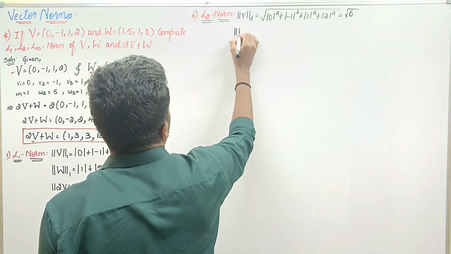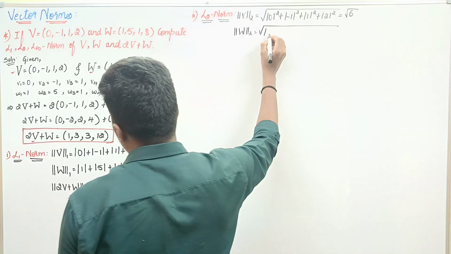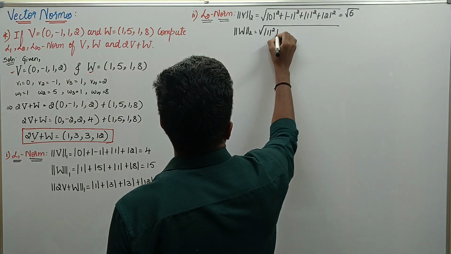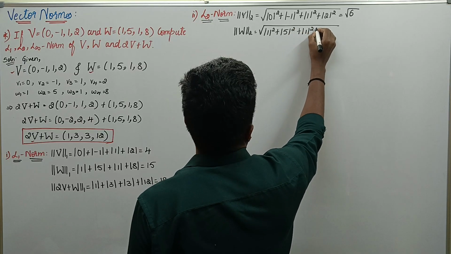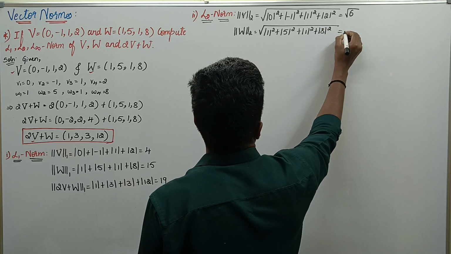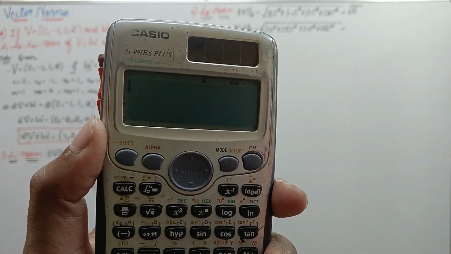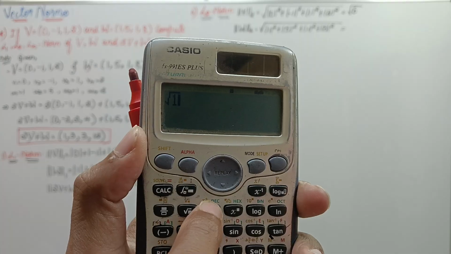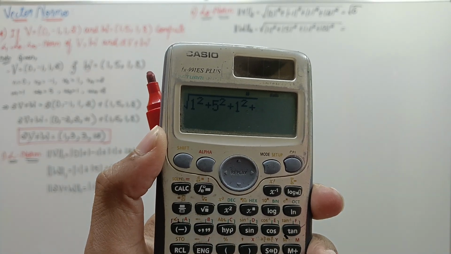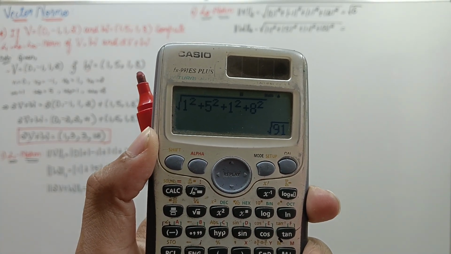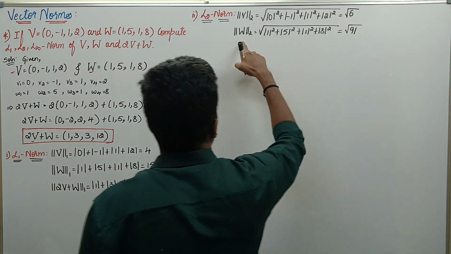Next, norm W2, which is equal to the square root of modulus 1 square plus modulus 5 square plus modulus 1 square plus 8 square. Take the calculator and simplify: square root of 1 square plus 5 square plus 1 square plus 8 square, which will be equal to square root of 91. This is our norm W2.